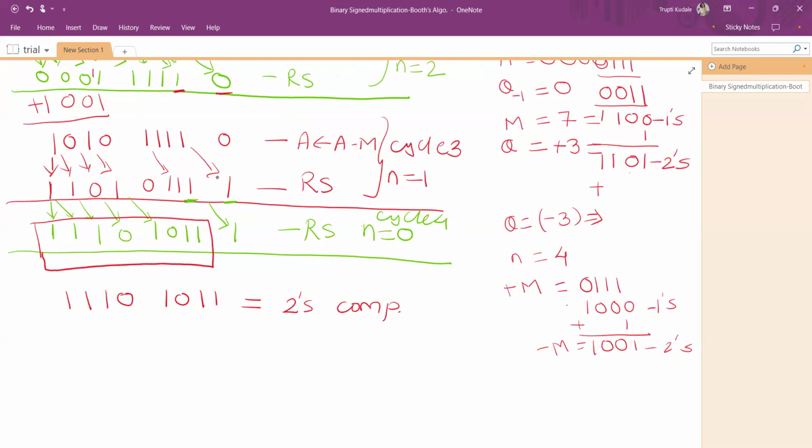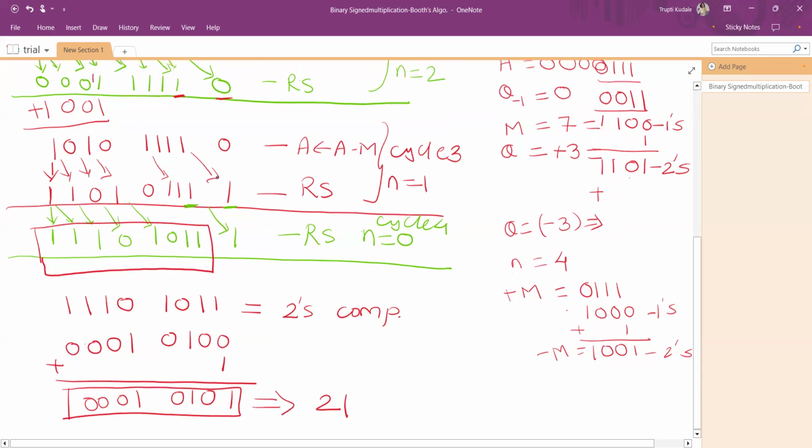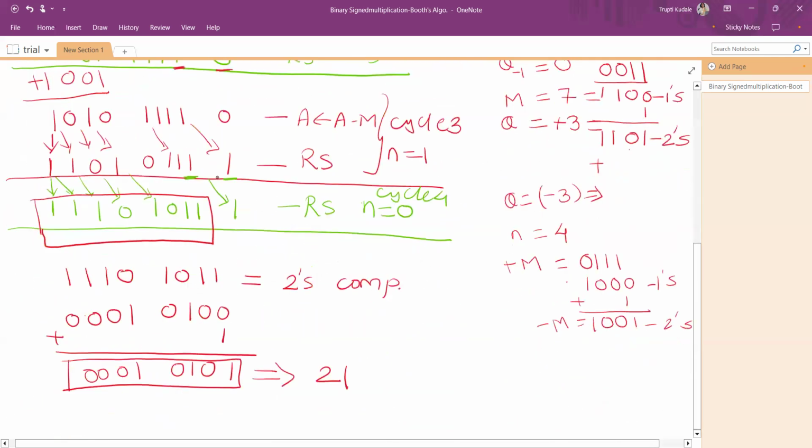But whether it is 21 or anything else that I need to check, and to check my result, I need to take 2's complement of the result. Okay. So 2's complement of this obtained result will be first take 1's complement and then add 1 to it. So this will be your final result, and this is binary representation of 21. So 7 into minus 3 is minus 21, and I got this result by using this Booth's algorithm.